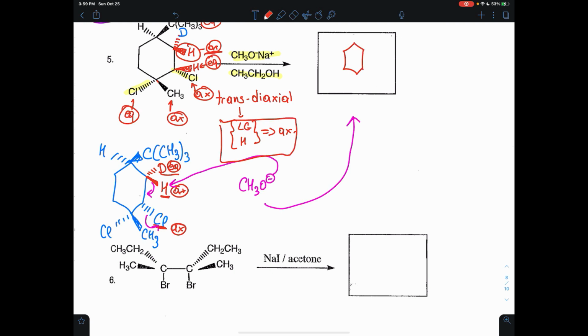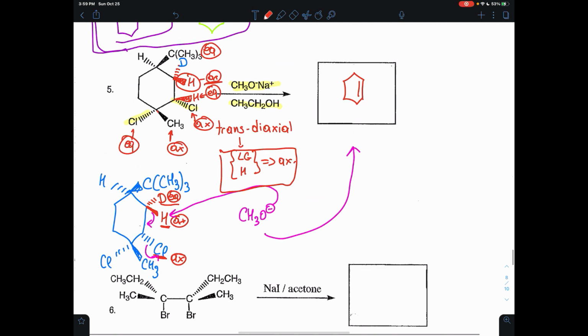So now, if I draw it out, I'm going to have a double bond, a tert-butyl right here, C(CH3)3 with three methyl groups, and then I'm going to have a CH right here, and then a chlorine, and the deuterium is going to be right here. You see, I didn't touch the deuterium.